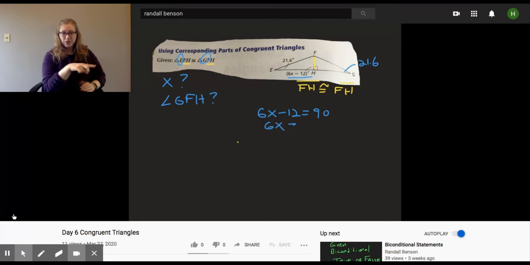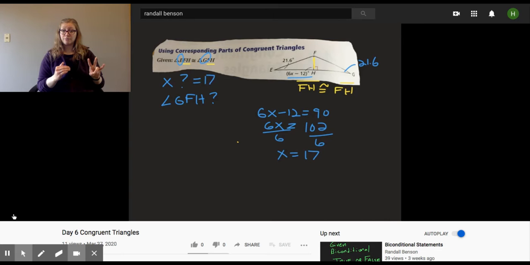So 6x is going to be 102. Let's see, fix that writing a little bit. So 6x is 102, and I can divide by 6, and that's going to be 17. So x is 17. That's done.